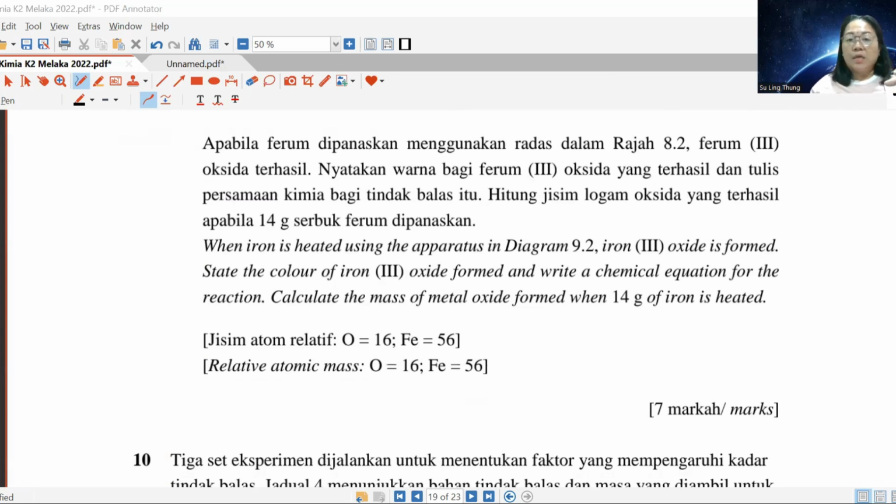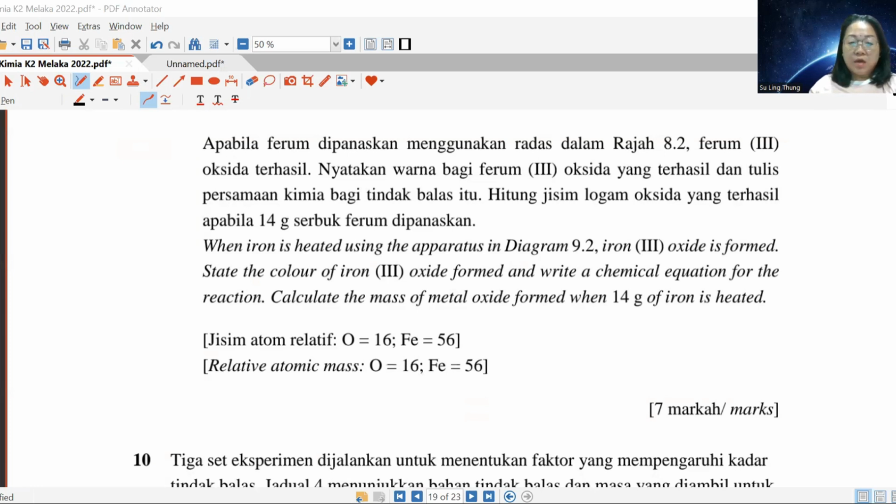Particularly, we know already, anything which has iron 3 ions, like iron 3 oxide, is normally brown in color. Okay, so that one, the color is brown. Now, then you have to write down the chemical equation between the reaction.